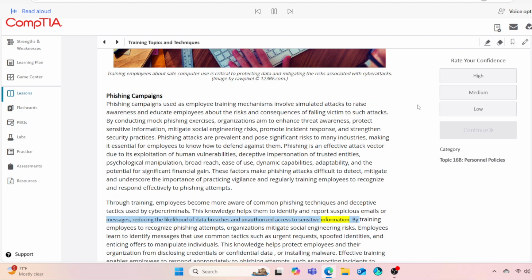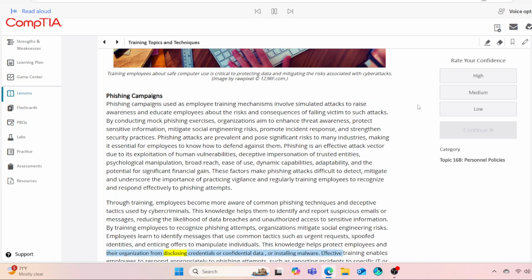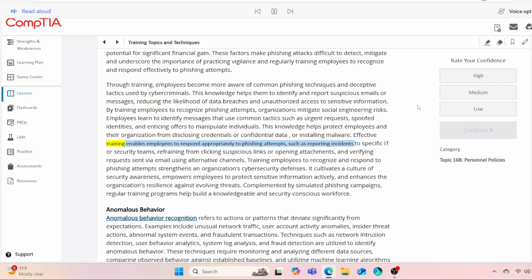access to sensitive information. By training employees to recognize phishing attempts, organizations mitigate social engineering risks. Employees learn to identify messages that use common tactics such as urgent requests, spoofed identities, and enticing offers to manipulate individuals. This knowledge helps protect employees and their organization from disclosing credentials or confidential data, or installing malware. Effective training enables employees to respond appropriately to phishing attempts, such as reporting incidents to specific IT or security teams, refraining from clicking suspicious links or opening attachments, and verifying requests sent via email using alternative channels.